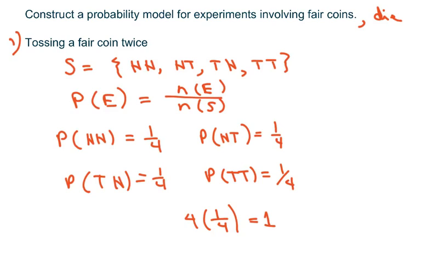Okay? The next one we have is tossing 2 fair coins once. The sample space is the same thing as before, so basically S is 2 heads, heads and a tails, a tails and a heads, and 2 tails.